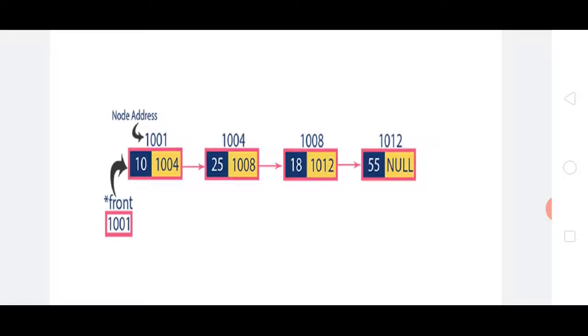Likewise, the second node contains 25 in the data field, and the link field, or next field, contains the address of the next node, which is 1008. Likewise, in the third node 18 is stored in the data field and 1012 is stored in the next field, which is the address of the last node. Also 55 is stored in the data field and the next field is not present. That's why I am going to write null here. This is one linked list.